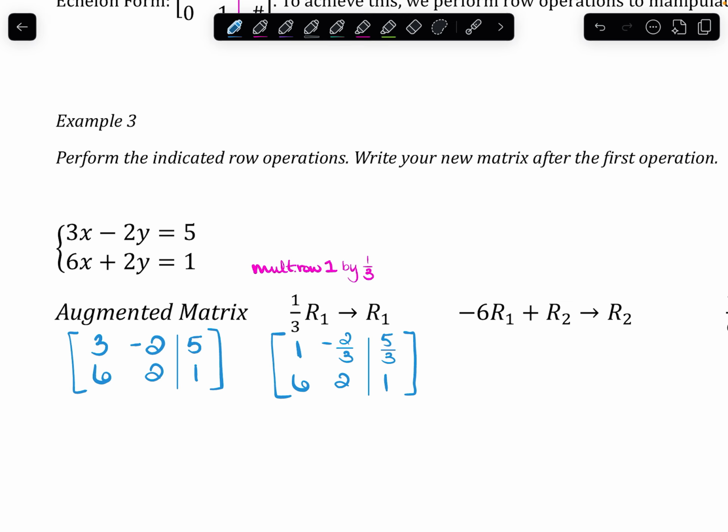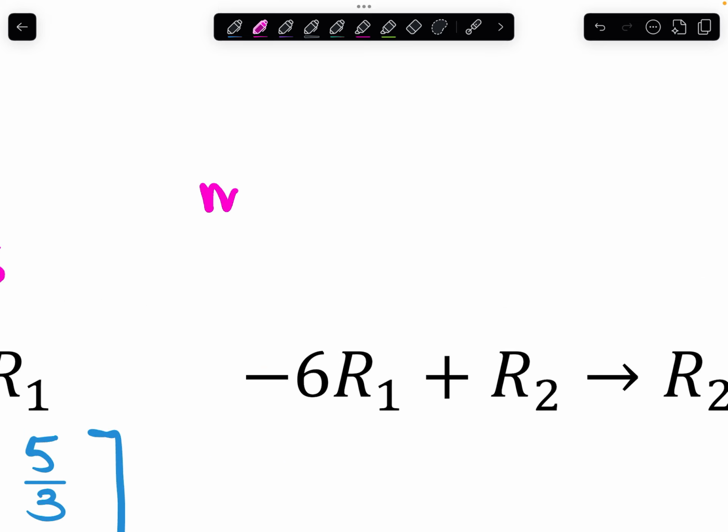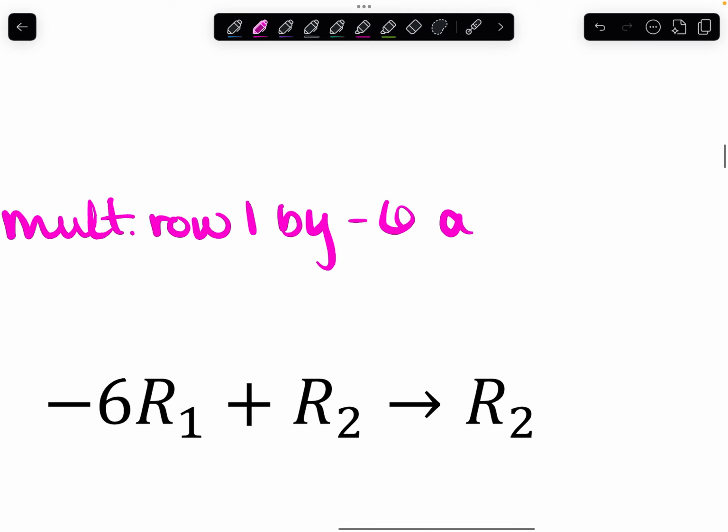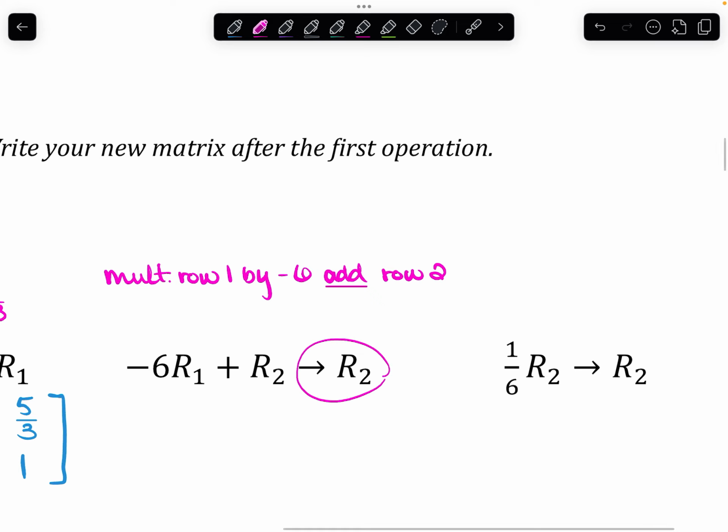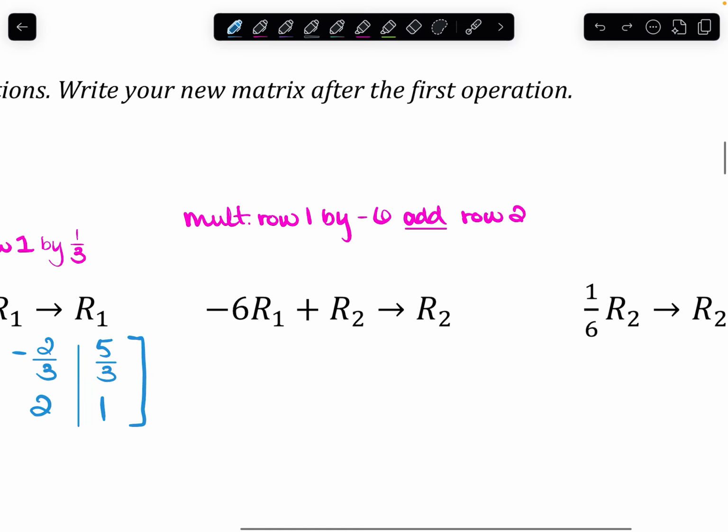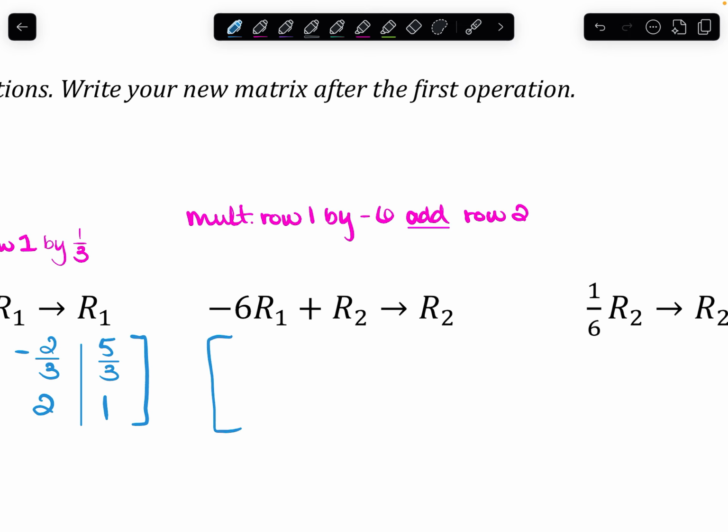All right, next thing we're being asked to do is take this matrix and apply another row operation to it. This second row operation asks us to multiply row 1 by -6 and add that to row 2, replacing row 2. So we're borrowing row 1 to fix row 2. Notice it doesn't say anything about replacing row 1.